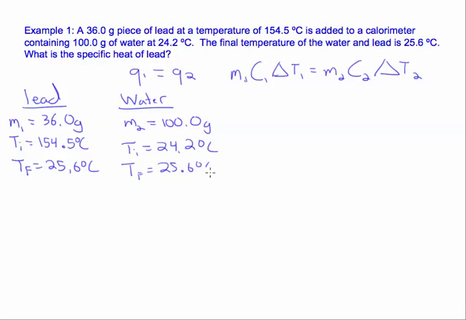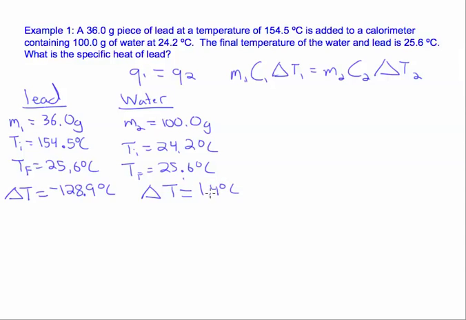So you can find the change in temperature, and you always do final minus initial. 25.6 minus 154.5, and the lead has a negative change in temperature because it goes down in temperature. That means it's losing energy. And the water will have a positive change in temperature. 25.6 minus 24.2. And the water has a 1.4 degrees Celsius change in temperature.